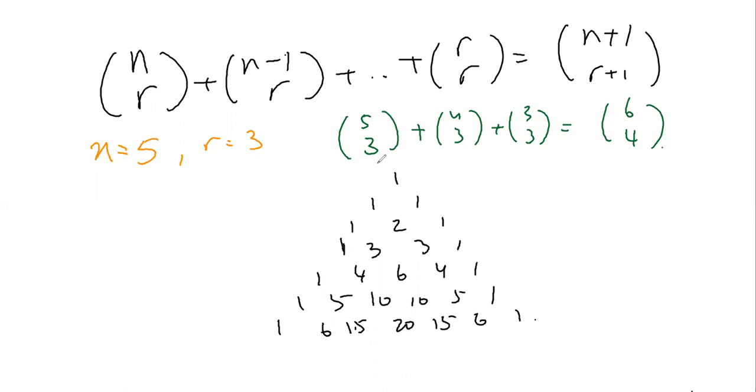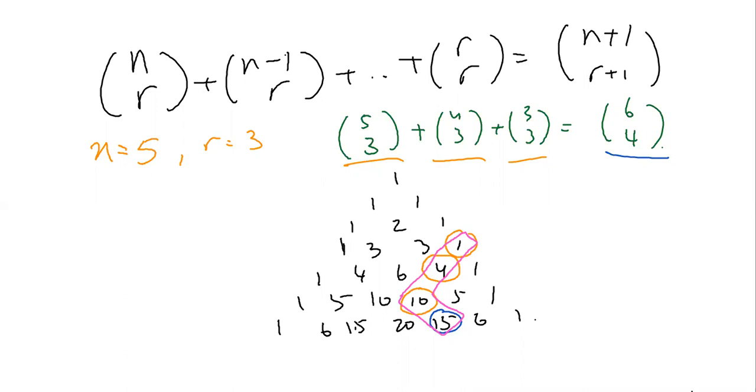So 5 choose 3 would be this value here. We agree. 4 choose 3, this value right here. And 3 choose 3, this value right here. And finally, we have 6 choose 4, which is over here. And behold, the hockey stick. And notice that as the difference between n and r increases, your hockey stick length also increases.